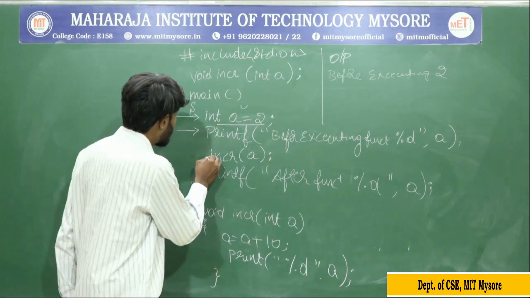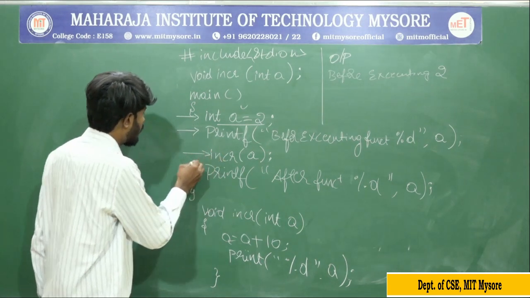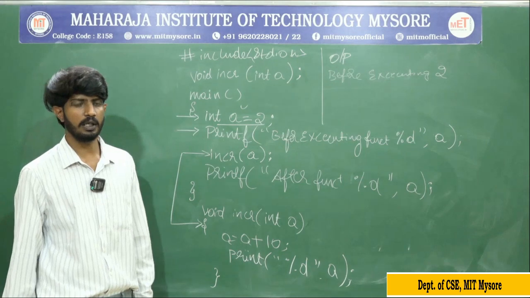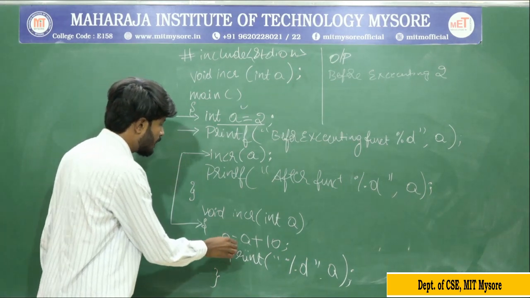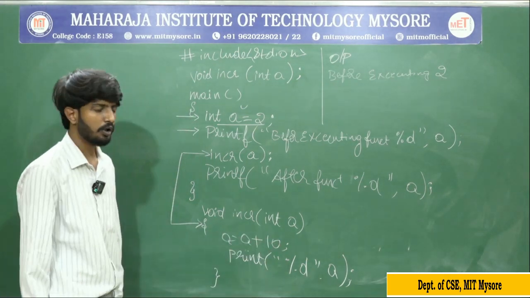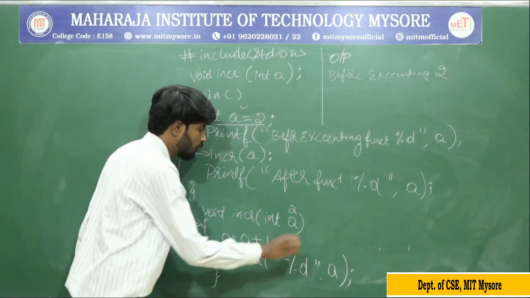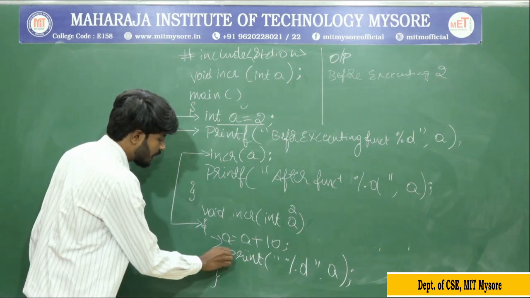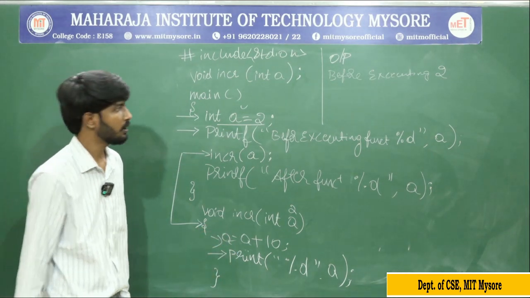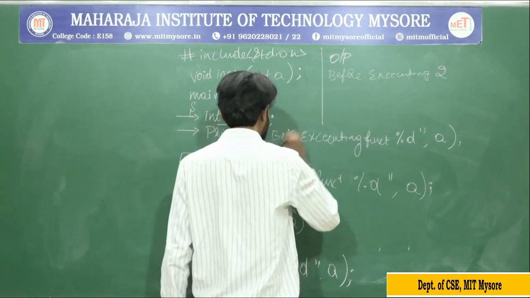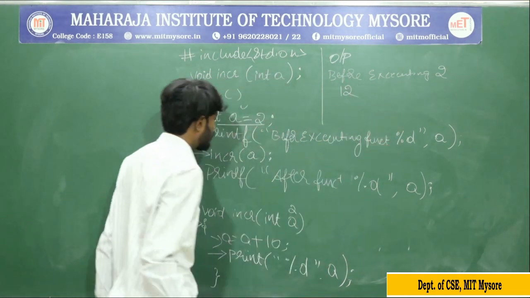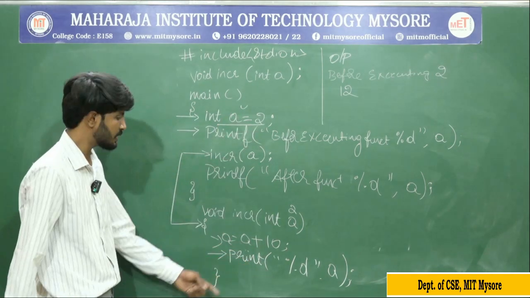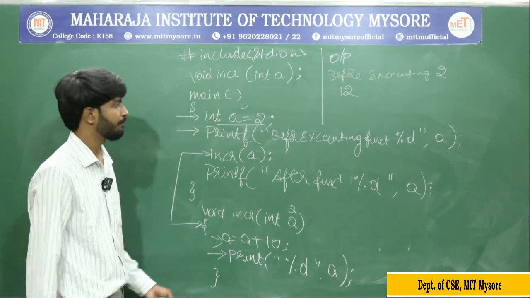Then I will call the function. After this line it will go to the function wherever it is. There a is equals to a plus 10, so the value of a is 2, 2 plus 10 means 12. After this execution it will print the value of a there, which will be 12. So here the value of a is 2, and after executing, the value of a in the function is 12.